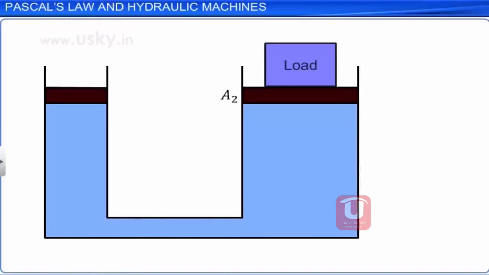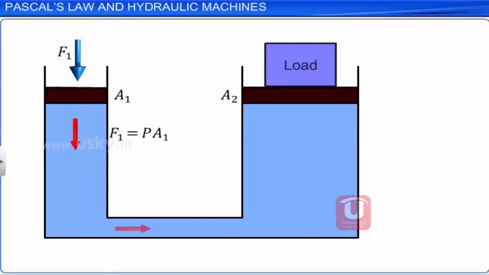According to Pascal's law, this pressure, F1 divided by A1, is transmitted equally to the piston, where A1 is the area of cross-section of the smaller piston. As this pressure is transmitted equally to the large piston, the upward force F2 acting on the load is equal to the product of the pressure and area of cross-section of the larger piston, A2.